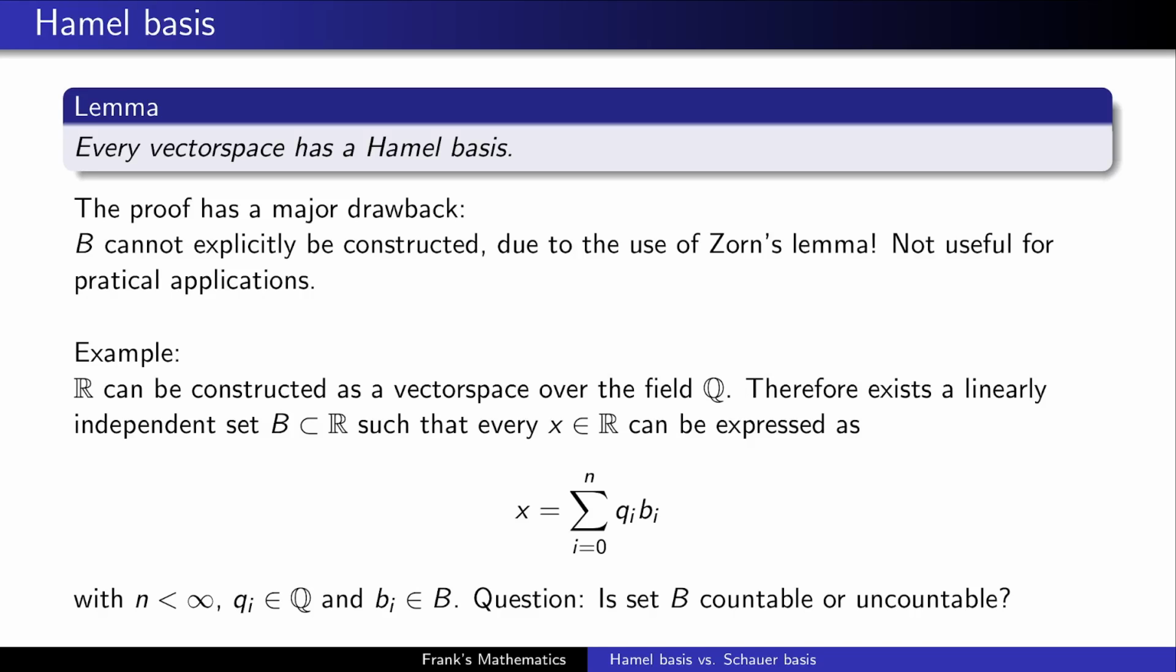and this is a major drawback since this is of course not useful for practical applications. A weird example, for instance, is the set R, so the set of real numbers. Of course, this can be constructed as a vector space over the field Q, and therefore there exists a linearly independent set B containing real numbers, such that every real number can be expressed as a linear combination of vectors B, such that the coefficients Qi are rational numbers.